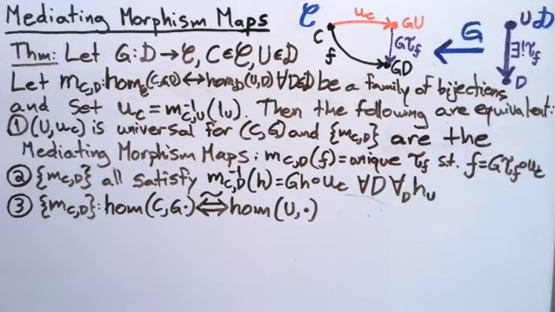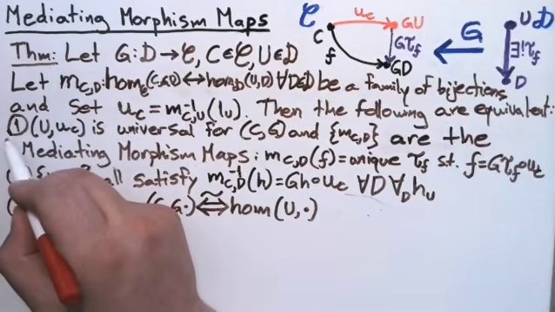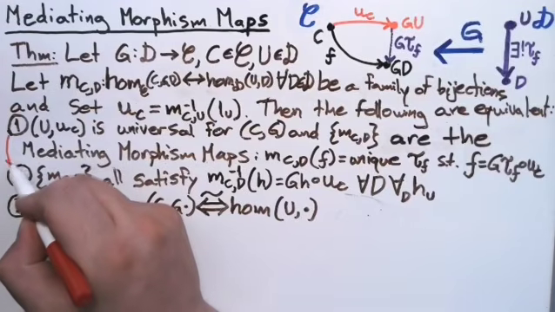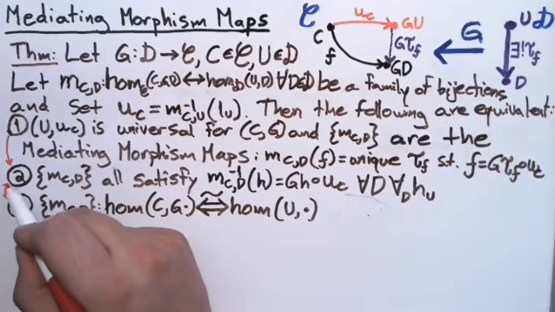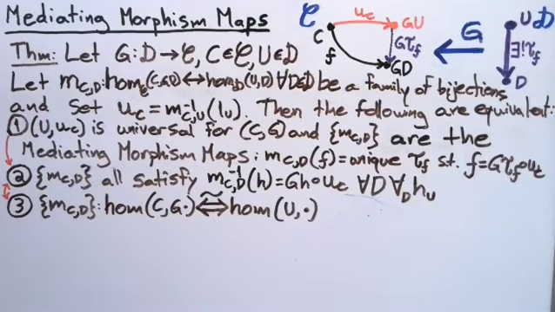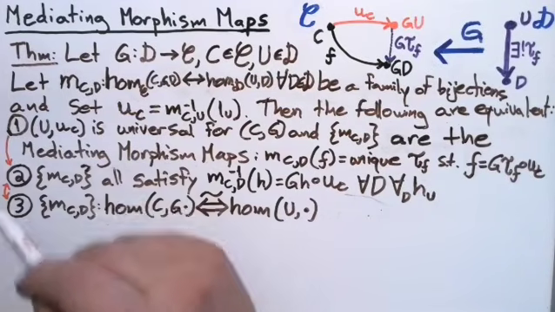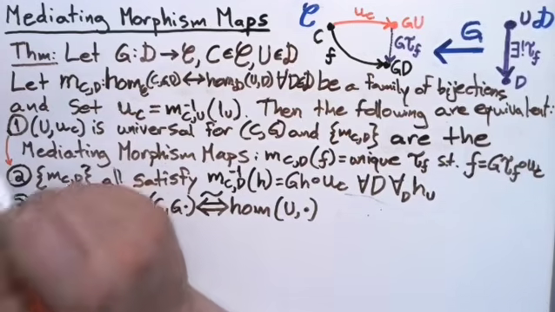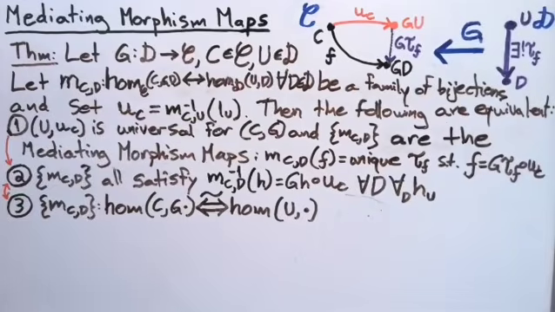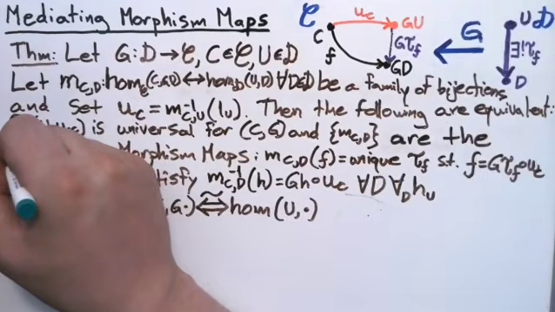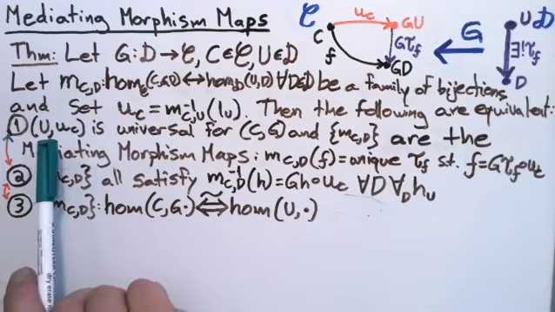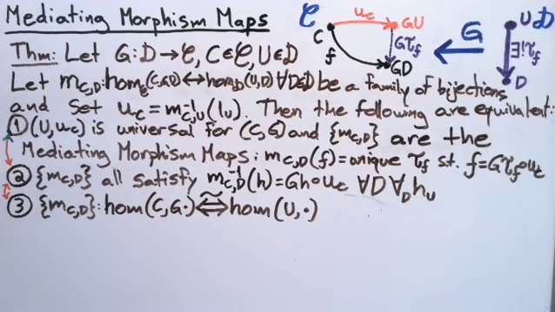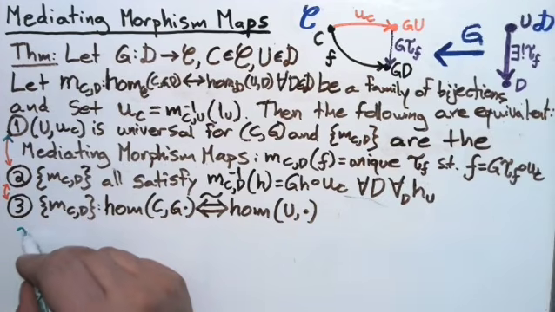So why are we not quite finished the proof yet? Well, we've proved that 1 implies 2, and we've proved that 2 and 3 imply each other. So in order to have equivalency, we need to prove something implies number 1, right? So let's actually prove this one here, going from 2 into 1. So let's prove that if MCD all satisfy this equation, then U, UC is universal for C, G. So here we're proving the last step from 2 to 1.